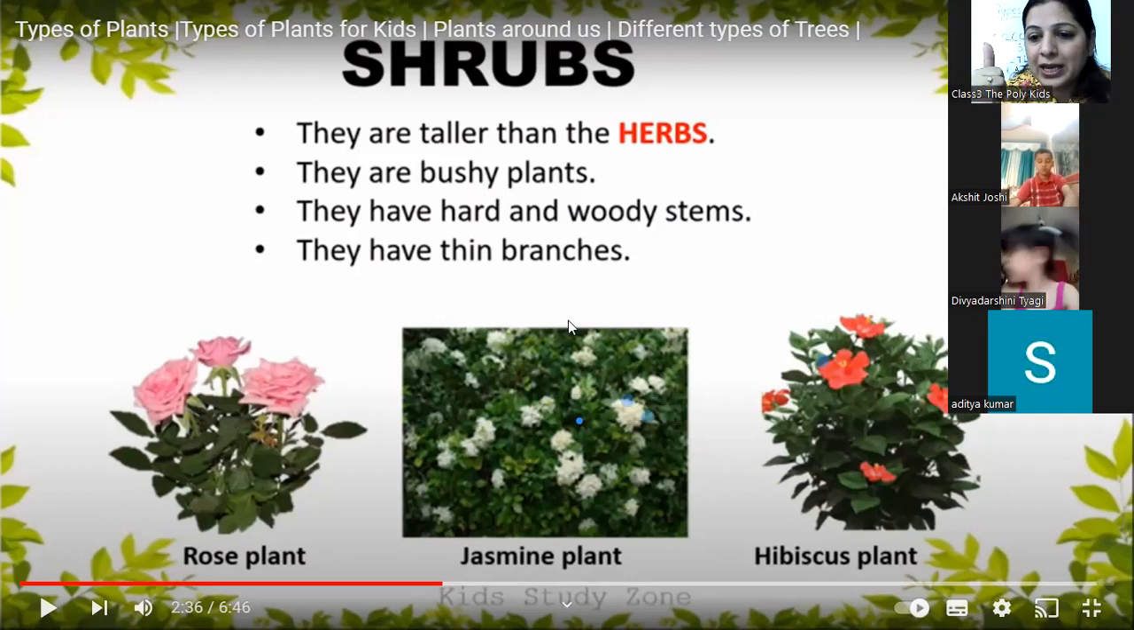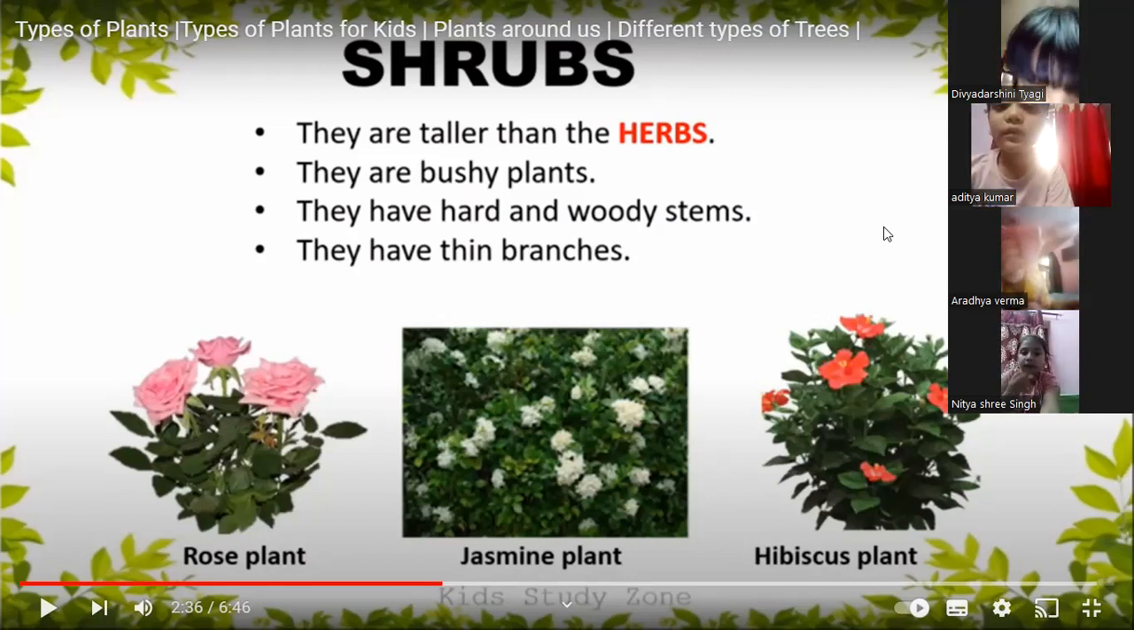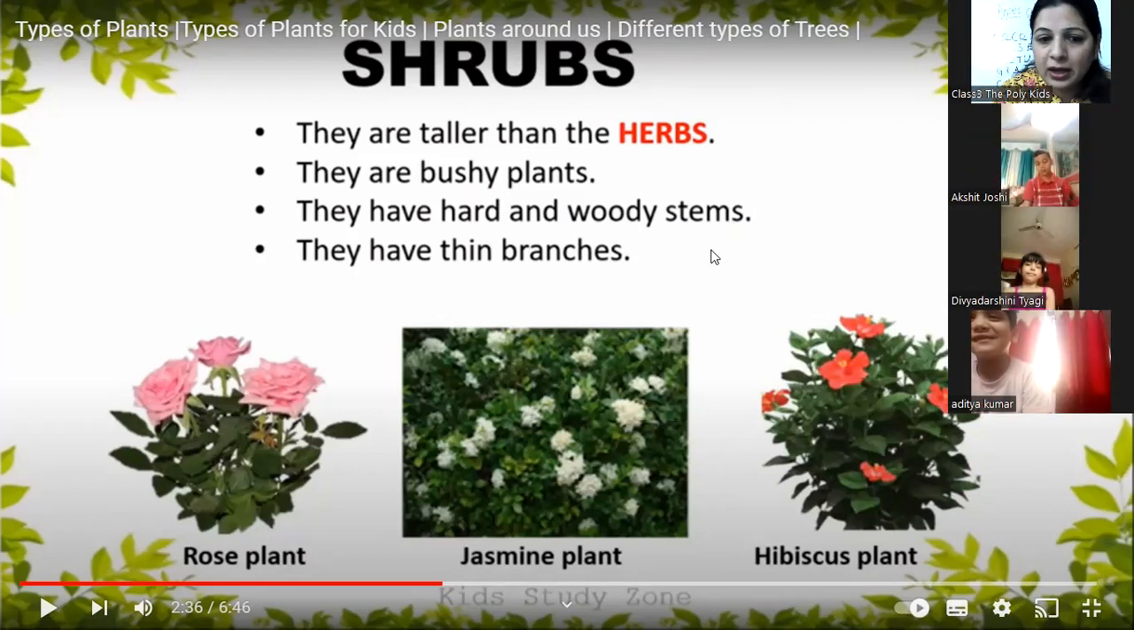Clear everyone? Any confusion? Nityashri, Aradhya, any confusion? Aditya, I can't see you, Aditya. Yes, keep your video on, bache. Clear? Herbs and shrubs we have done.